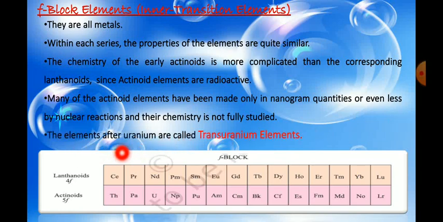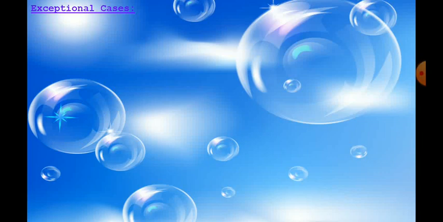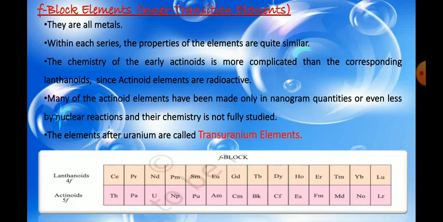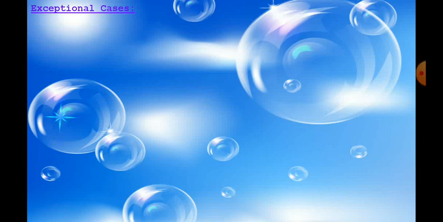And the elements after uranium, what elements come after that, neptunium, americium, copernicium and so on, they were called as what? Trans uranium elements. So this is about the four blocks of the elements, S, P, D and F.